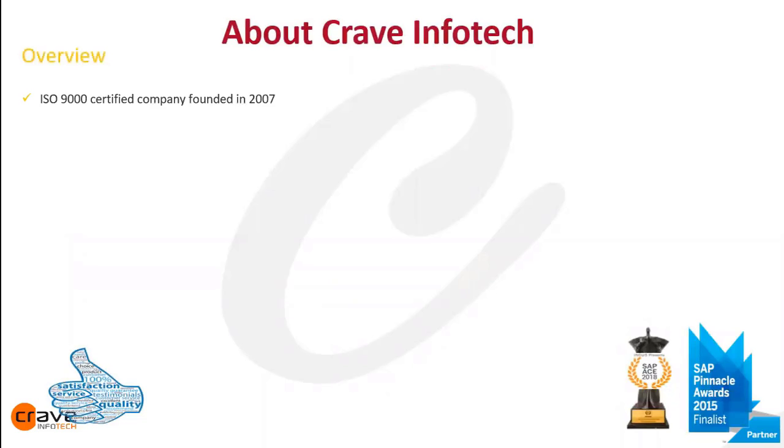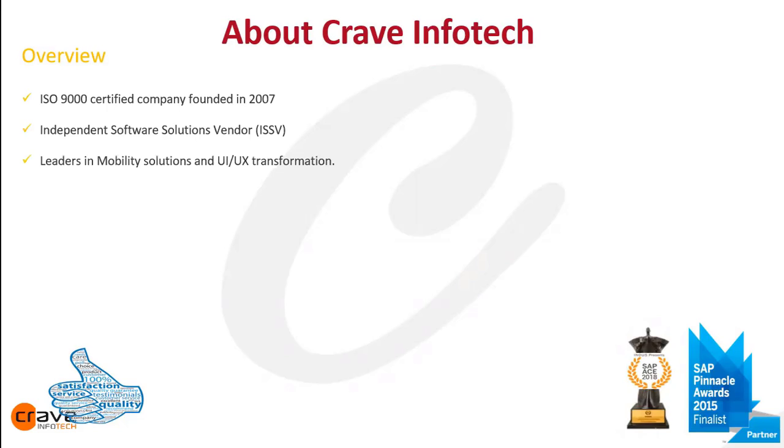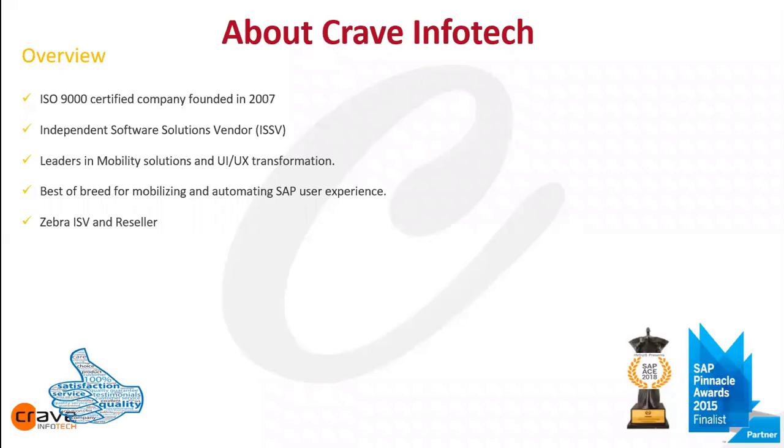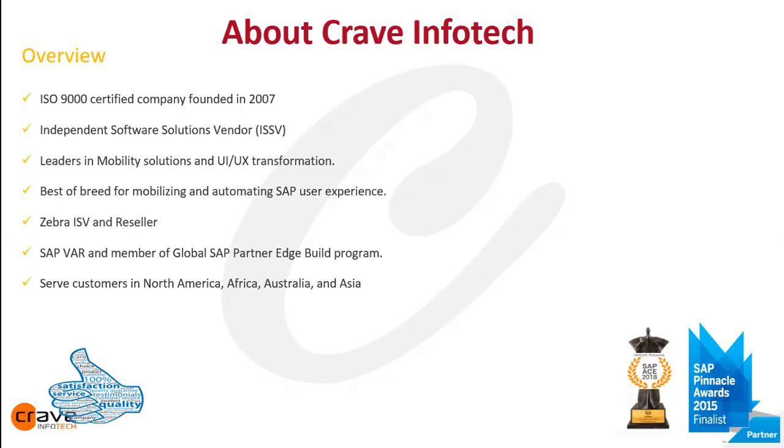A little bit about Crave Infotech. We are an 11-year-old company. We are an ISV, an independent software vendor. We are one of the leaders in mobility solutions and UI/UX transformation, best of breed for mobilizing and automating the SAP user experience. We are also Zebra's ISV and reseller. We are an SAP partner and a member of the global SAP PartnerEdge Build program. That's how we co-innovate with SAP. We have a customer base almost everywhere in the globe now. We are headquartered in New Jersey, and we have a physical presence in the US, India, Brussels, and Africa. So we have a global footprint.